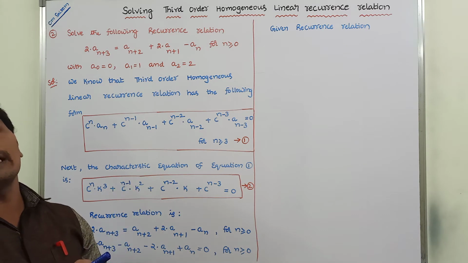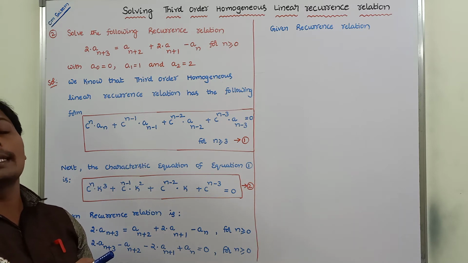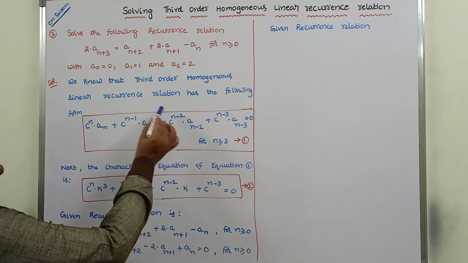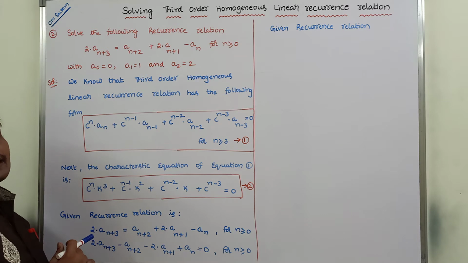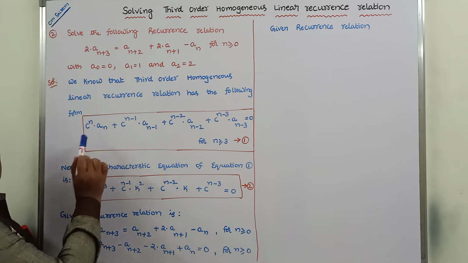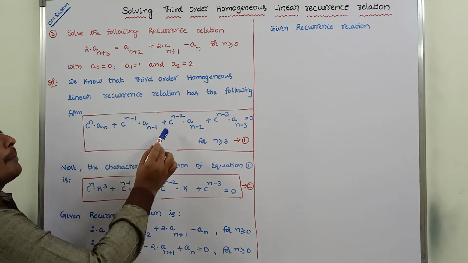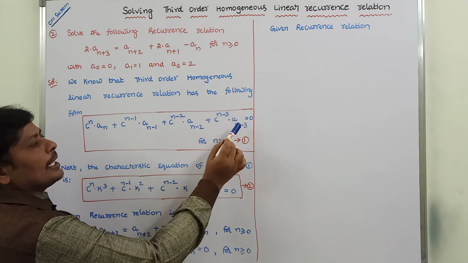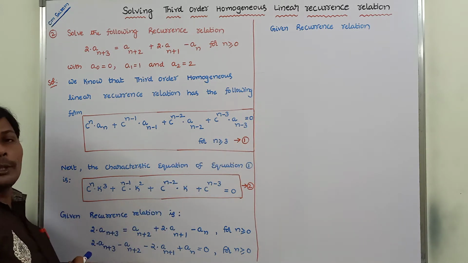Okay. So before going to solve the given problem, we already know the general form of the third order linear homogeneous recurrence relation. So this is the general form: c suffix n into a suffix n plus c power n minus 1 into a suffix n minus 1 plus c power n minus 2 into a suffix n minus 2 plus c power n minus 3 into a suffix n minus 3 is equal to 0 for n greater than or equal to 3.